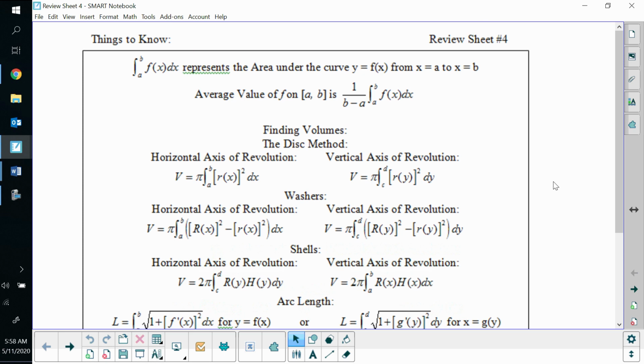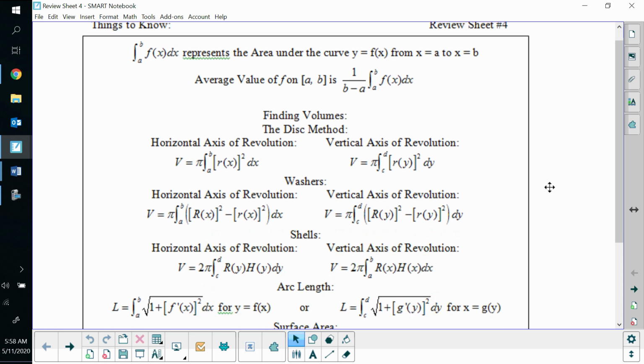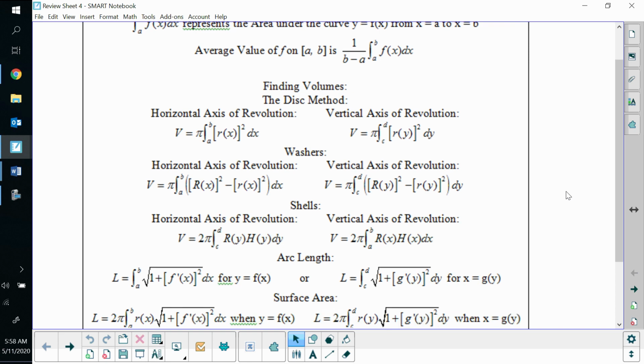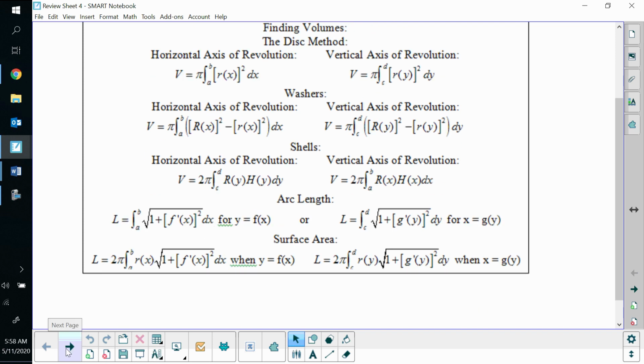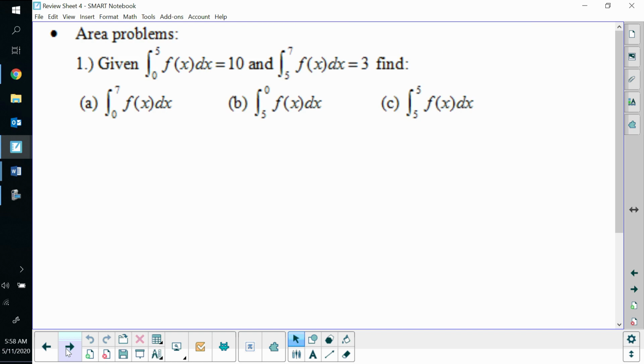So this is day 11 review. The last review sheet, sheet 4, focuses on the most recent stuff. You've got things like average value, volumes of solids, arc length, surface area, and you've got the setups for all of those right on the front. So today you're doing number 1 through 7, and we're going to do 2, 3, and 6 together.